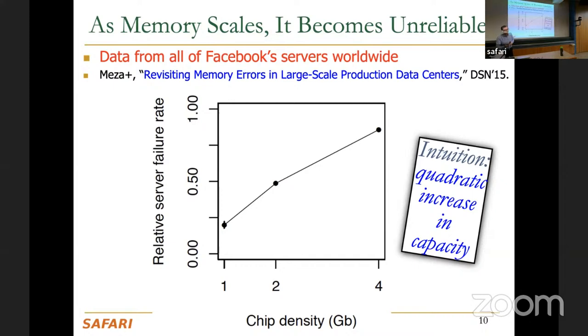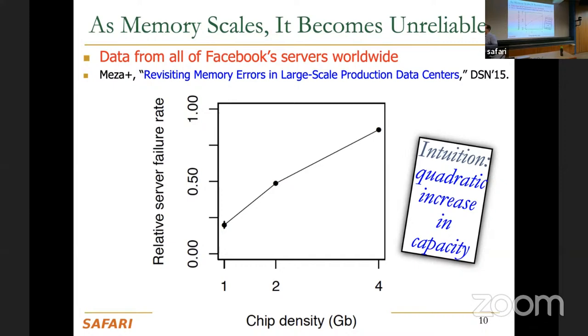So the question is, why is this happening? Well, this is correlation, not causation. But the hypothesis we have essentially is that cells in a denser DRAM chip are smaller, and also they're closer to each other. They're packed together. Basically, in a given millimeter square, you have many, many more cells packed. And these cells are storing less charge compared to their predecessors, if you will. And they're more vulnerable to noise. As a result, these noise effects manifest themselves as errors, memory errors. And at the system level, you get server failures.